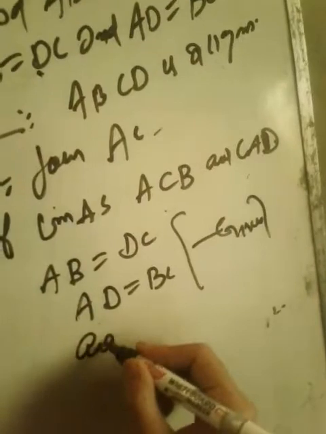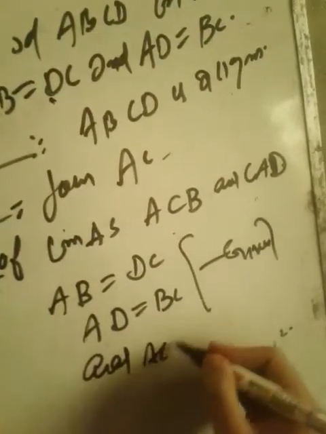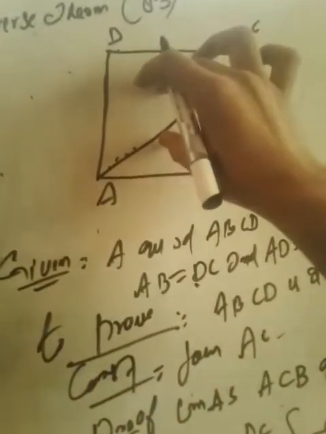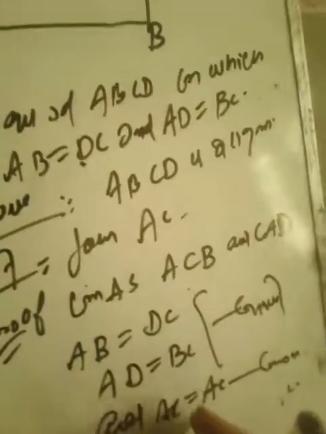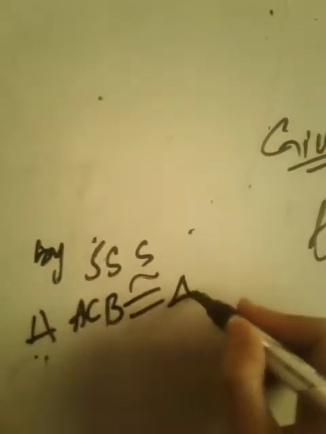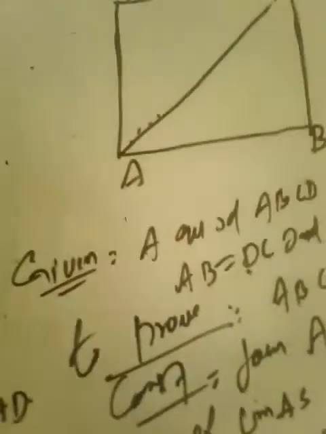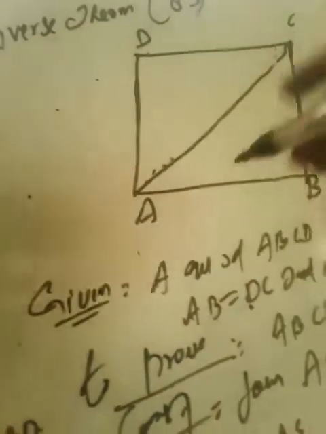And AC equals AC. Why? Common. So by what criteria can we say that these triangles are congruent? It is SSS. By SSS, we will write it here, triangle ACB is congruent to triangle CAD. Now we have proved that these two triangles are congruent.